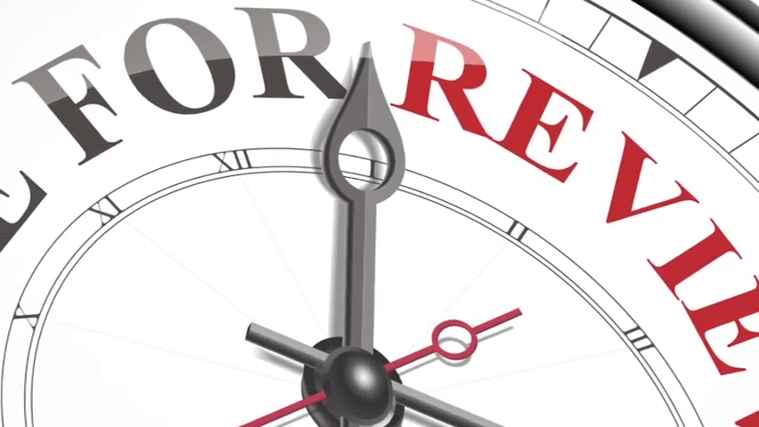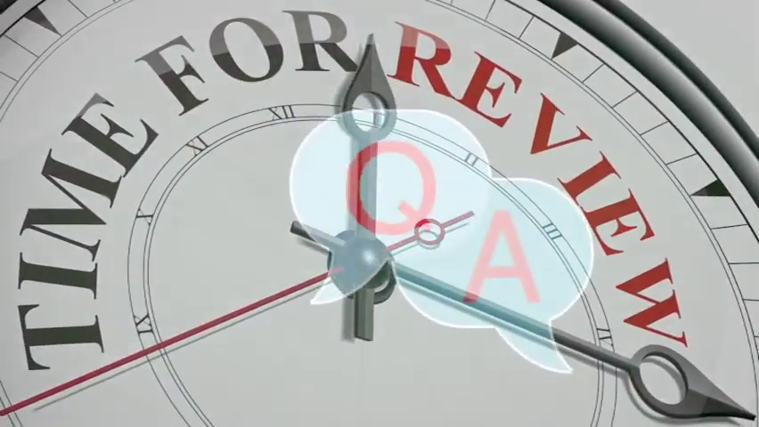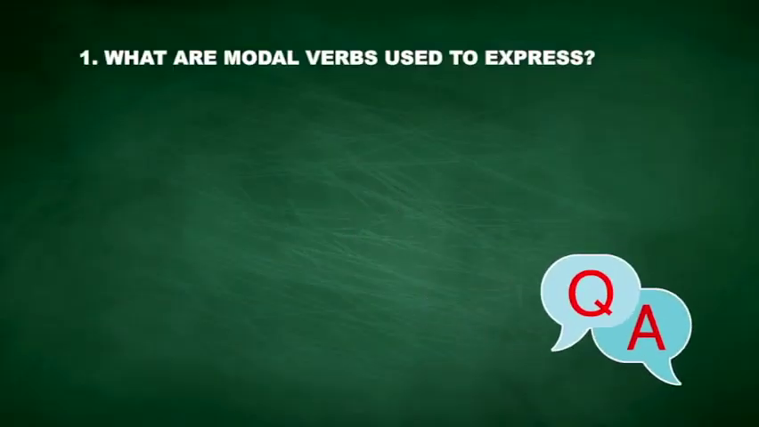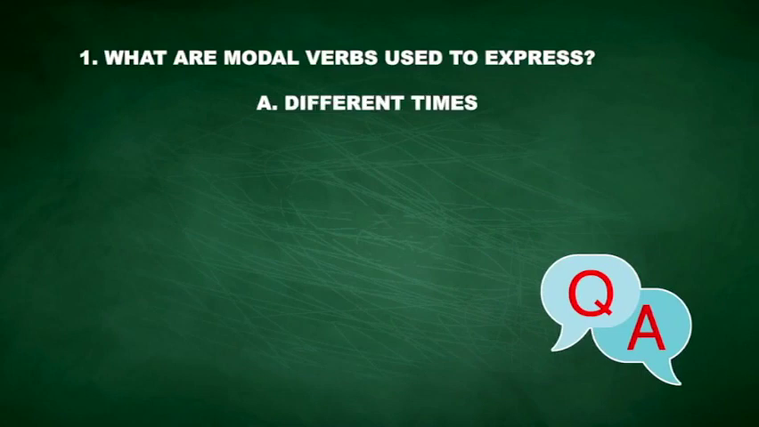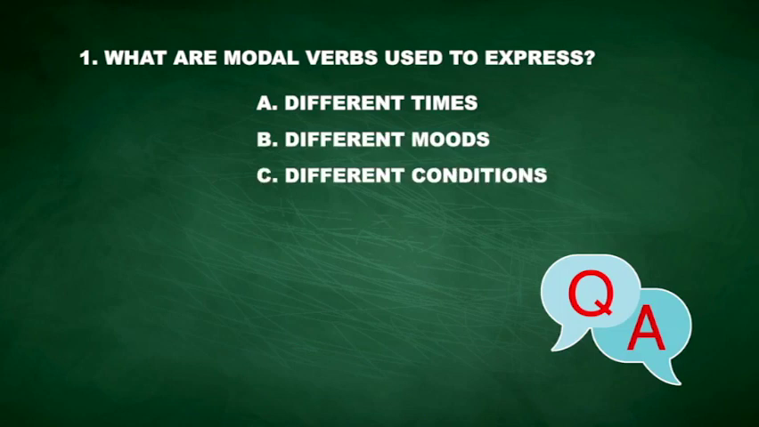Let's review what we have just learned about modal auxiliary verbs. Question 1. What are modal verbs used to express? A. Different times. B. Different moods. C. Different conditions. D. All of the above. If you answered D, you know that modal verbs express different moods, times, and conditions.